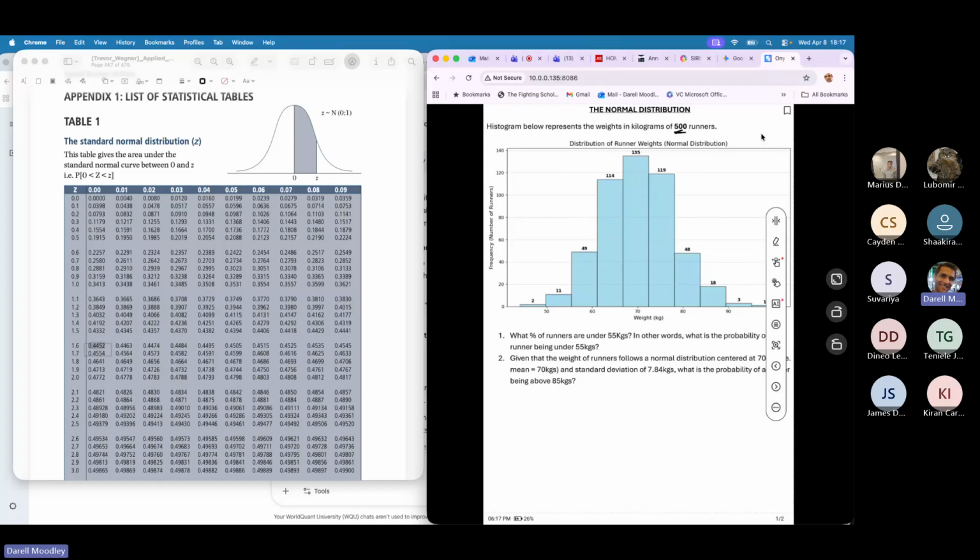What this histogram tells you is that there are about 135 runners here that weigh about 70 kg. Your weight is on the horizontal axis here. You have about 2 runners that are below 50. You have 11 runners that are between 50 and 55. That's what the histogram tells you.